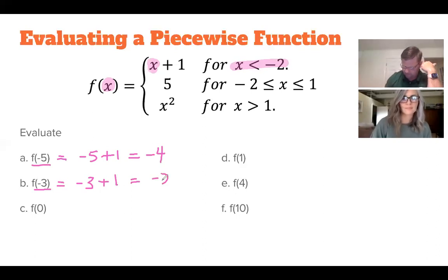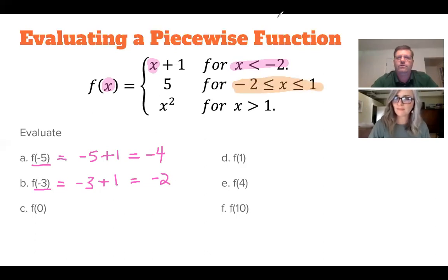All right, super fun. What about 0? Is 0 less than -2? Nope. What about between -2 and 1? Yep. So I got to use orange. We like colors, okay? So orange: 0 is between -2 and 1.